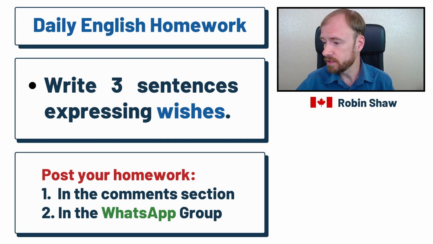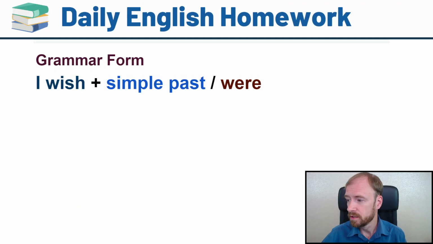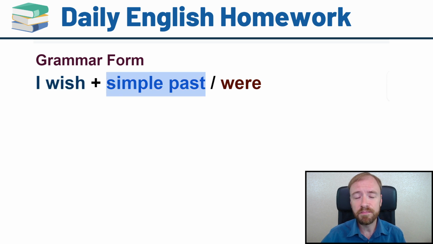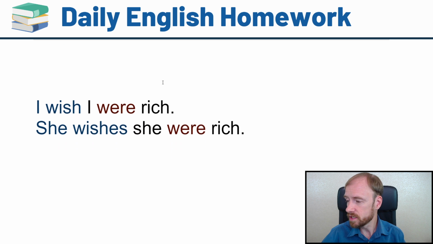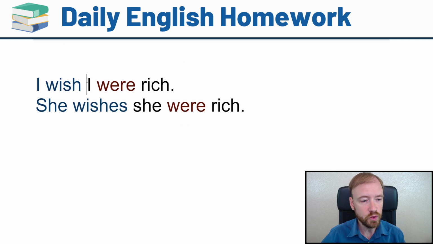All right, let's get into the lesson. Here is the grammar form. You start with I wish, and then you're going to use a simple past and were. And I'm going to talk about this were in a moment in our first 2 sentences, but generally you want to use the simple past tense. So let's take a look at these 2 sentences.